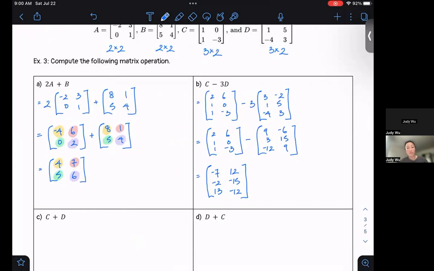I didn't use colors in the second example, but I feel like we should be able to match those in the same spot, right? Just like we did in A, we do the same thing for B. We just had a different scalar multiplier and we had a subtraction instead of an addition, okay?